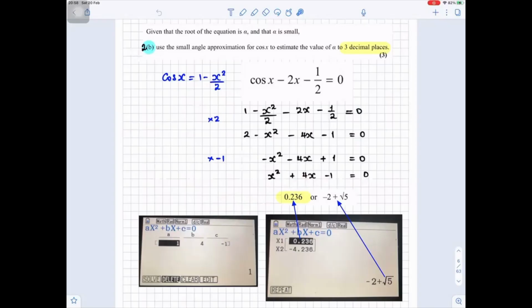And that will give you two answers: minus 2 plus root 5, or minus 2 minus root 5. The positive one, 0.236, is what you want, an estimate to 3 decimal places. So you want to put 0.236.